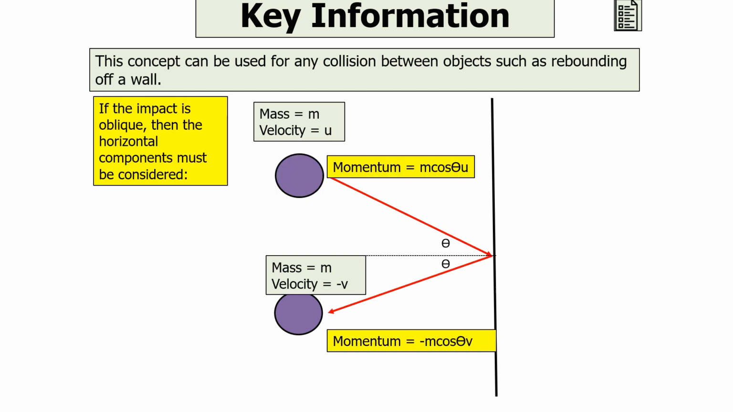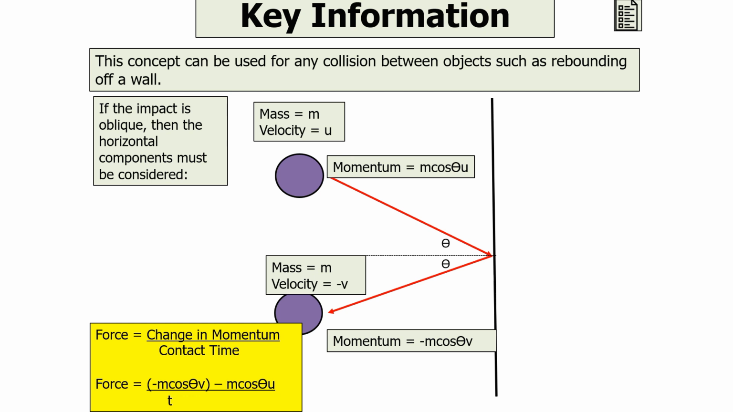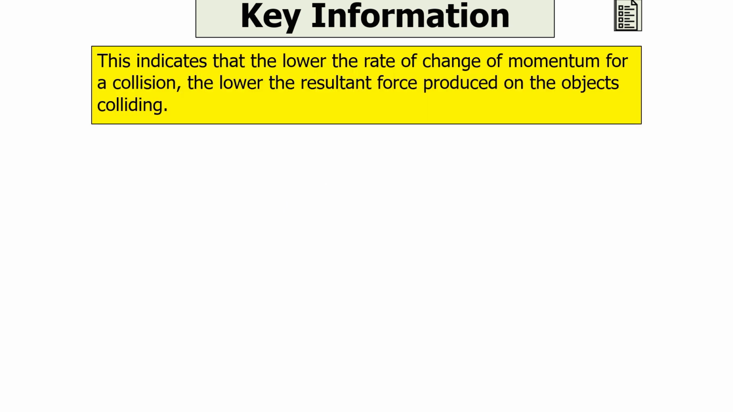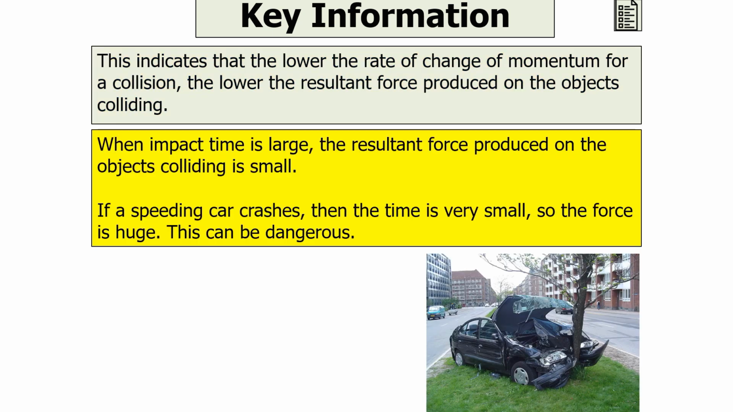Now if the impact is oblique, then the horizontal components must be considered for this. So therefore we know that v would now become v cos θ and u would become u cos θ. So if we had it now at an angle, it would be (minus m cos θ v minus m cos θ u) over t. And that allows us to work out the force acting on an object where the momentum is changed by rebounding. Now this also indicates to us that the lower the rate of change of momentum for a collision, the lower the resultant force produced on the objects colliding. So when the impact time is large, the resultant force produced on an object colliding is small.